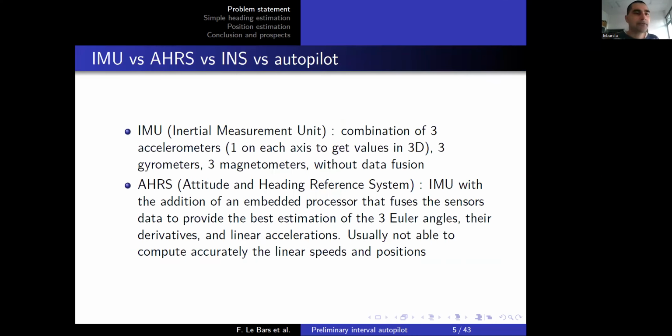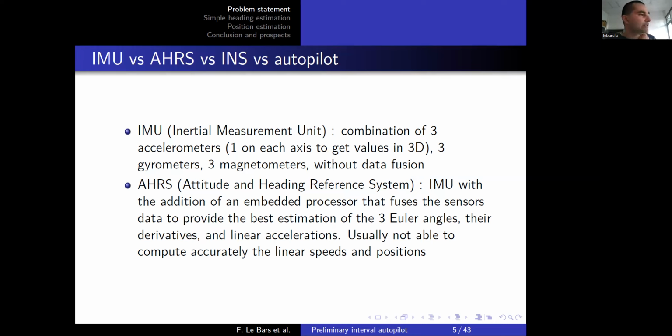Then we have what we call the inertial measurement units. To me, an IMU is just a combination of inertial sensors and, most of the time, magnetic sensors. So typically 3 accelerometers, one for each axis, same for the gyrometers, and same for the magnetometers. Typically in an IMU, you do not have a state estimation algorithm. There is no data fusion. You just have sensors gathered on the same board.